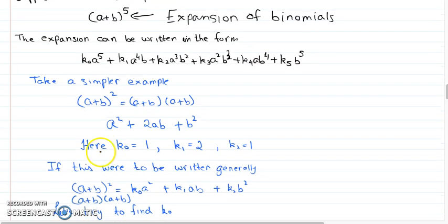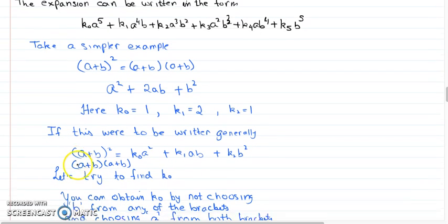So generally, if you were to write this with k0, k1 and k2, you'd write (a + b) squared is k0 a^2 plus k1 ab plus k2 b^2. Now we're going to use the concepts that we have learned in combinations, and we're going to apply them here to come up with a general formula.